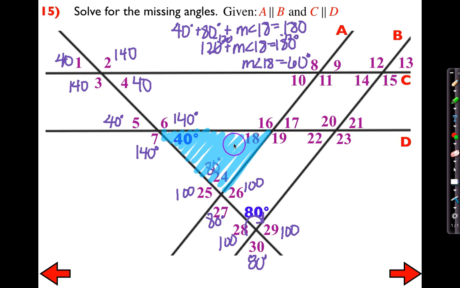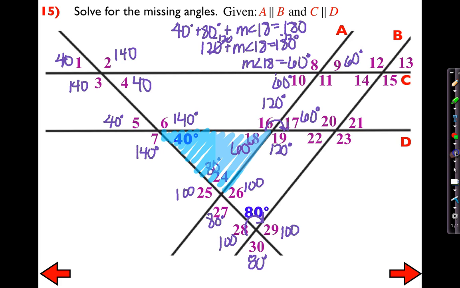So if this is 60 degrees, guess what? So is this. And these are supplementary angles, so this is 120 degrees, making this one 120 degrees. Now at this point I can stop. Why? Because all of these angles correspond with these angles. So I can say 18 corresponds to 10, so this is 60 degrees. And then just go on from there.